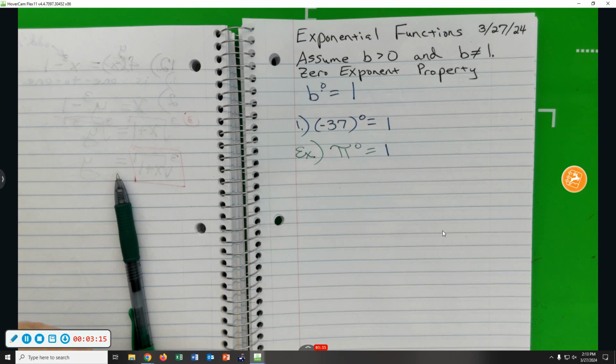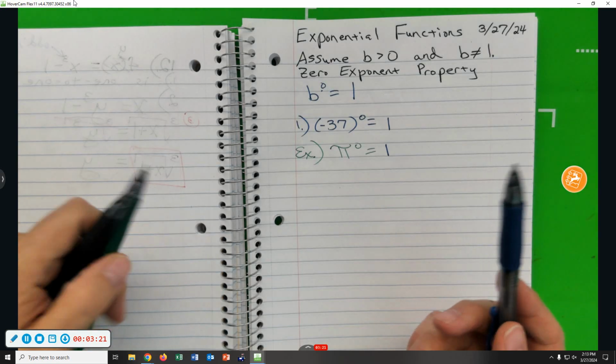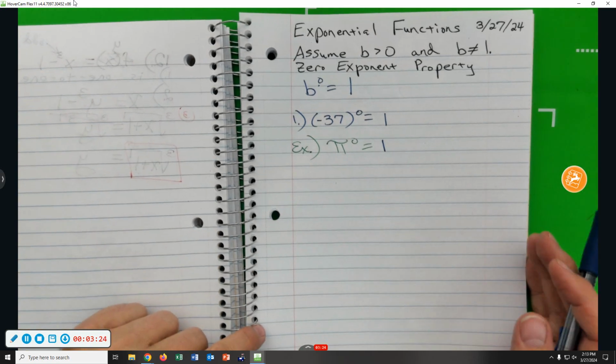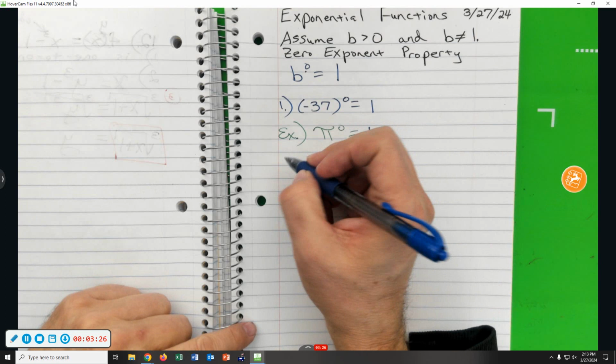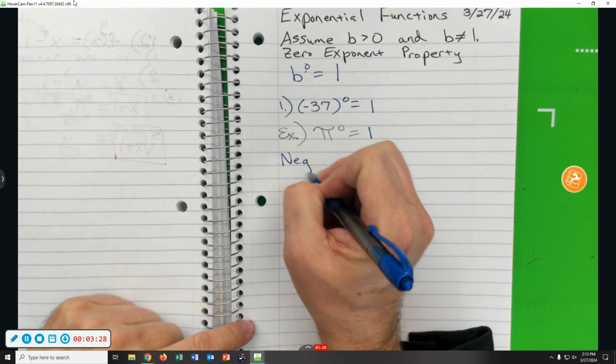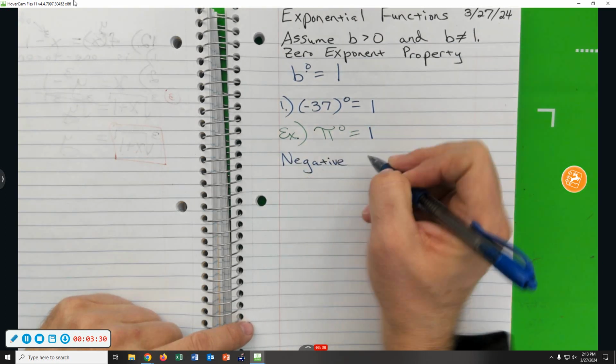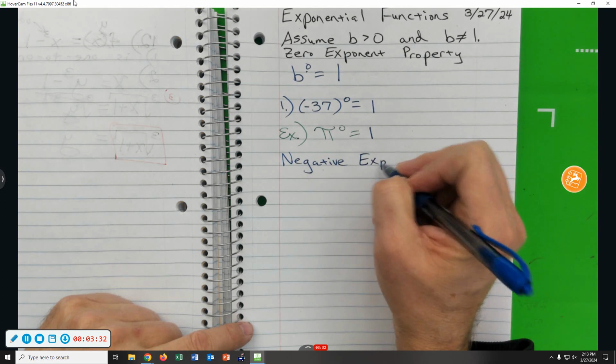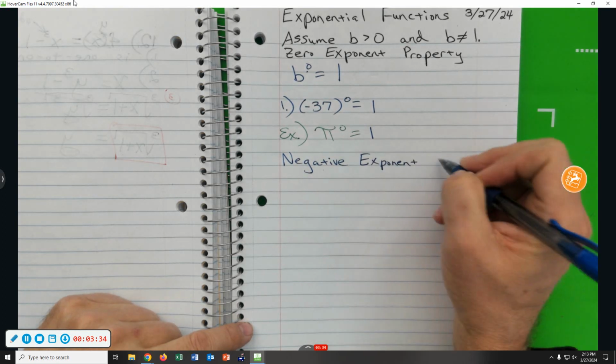We're going to be working with some negative exponents in this assignment and the next assignment. So I want to remind you how negative exponents work. These are the negative exponent properties. I'm going to state 2 of them.